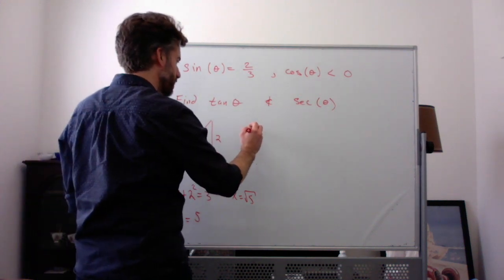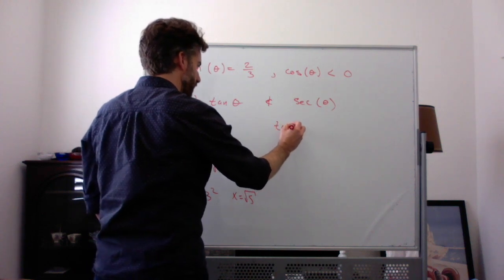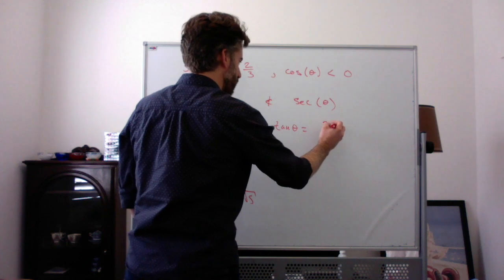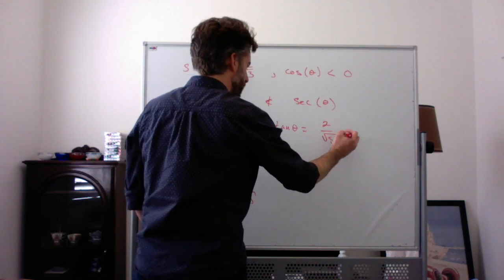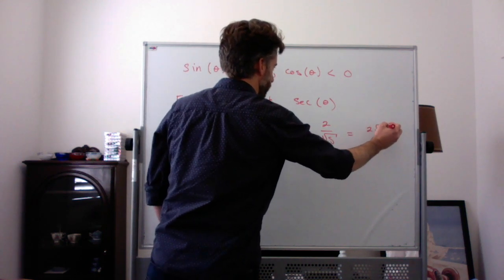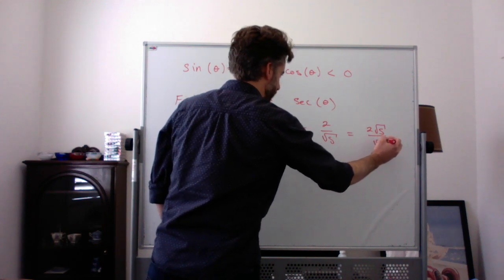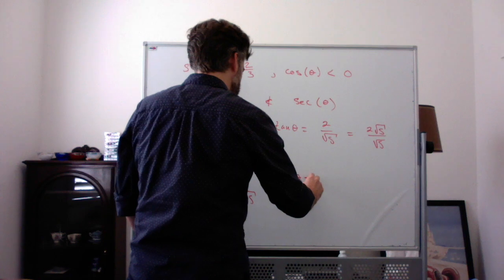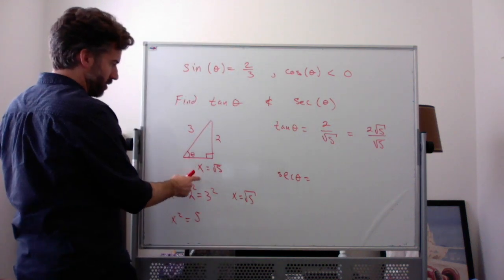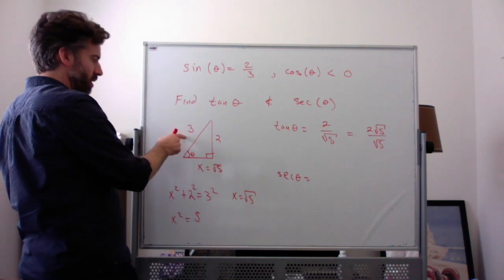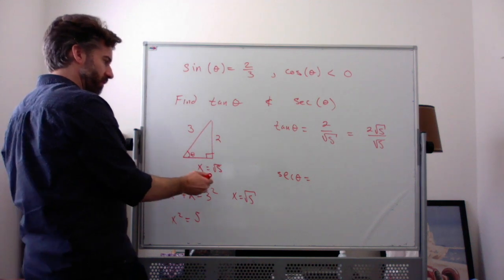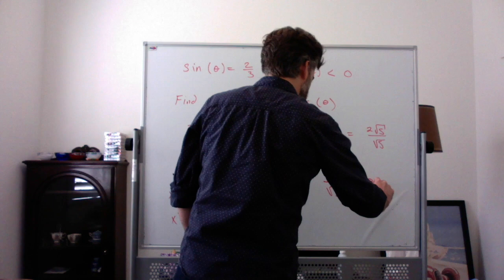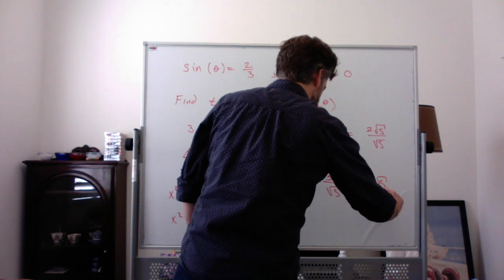So tangent of theta is opposite over adjacent, which is 2 over root 5, which is 2 root 5 over 5 if we rationalize. And secant of theta, well, cosine is adjacent over hypotenuse, which is root 5 over 3, so secant is the reciprocal, which is 3 over root 5, which rationalizes as 3 root 5 over 5.